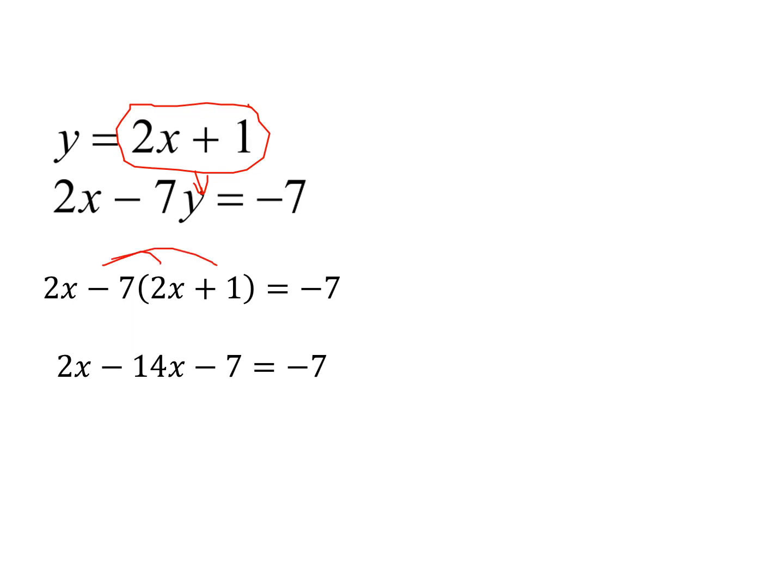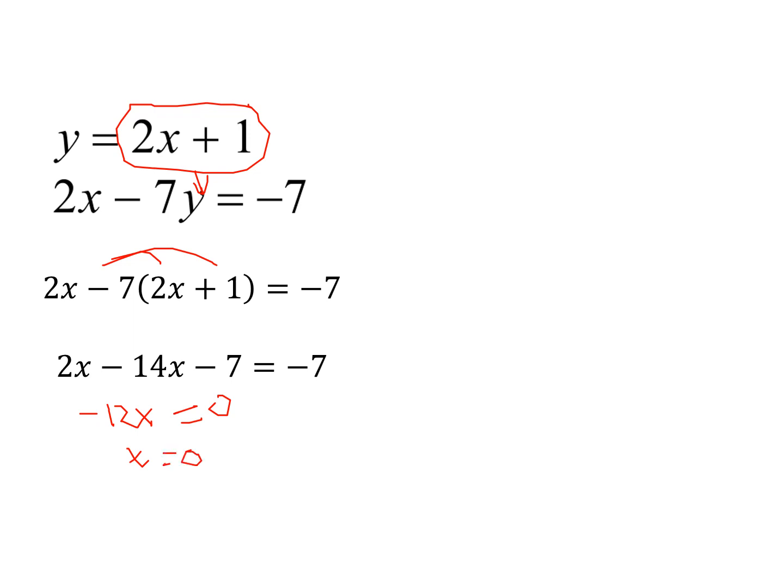Using the distributive property, I'm going to multiply here and here. So that's negative 14x minus 7. Still got the 2x, still got the 7 over here. That's going to give me negative 12x if I combine like terms. And if I add the 7 on both sides, that's going to give me 0. If I divide, I get x is equal to 0. So that's the first part.